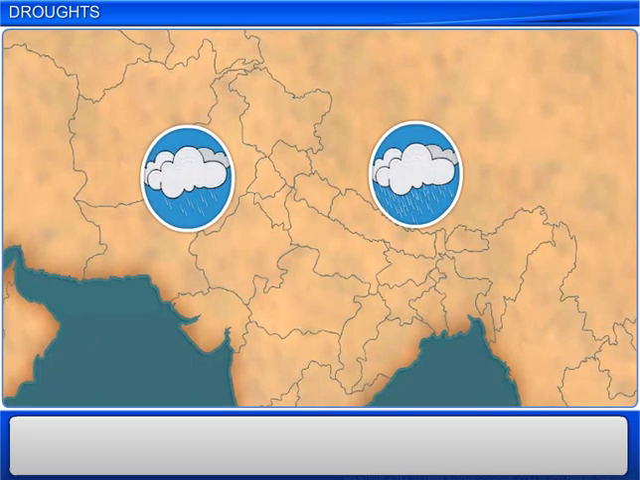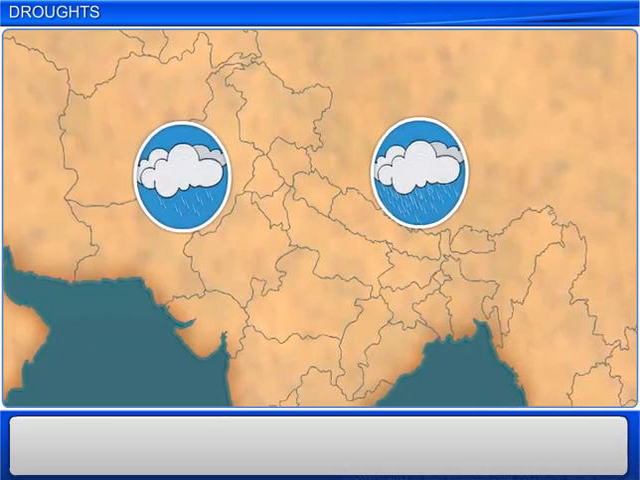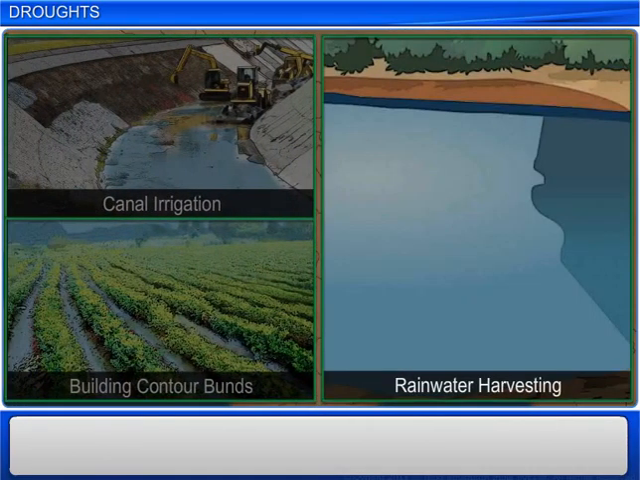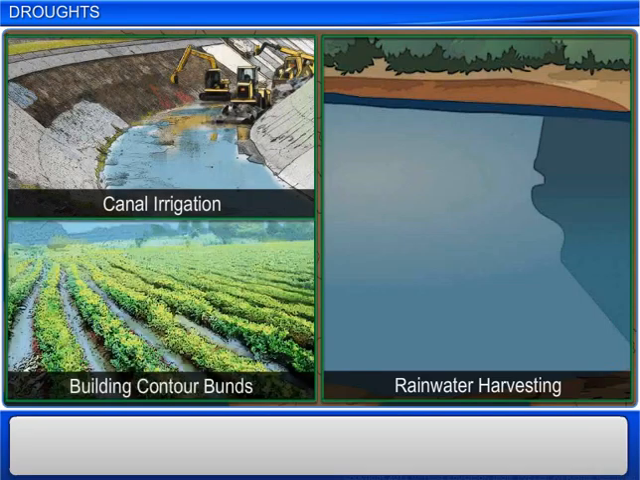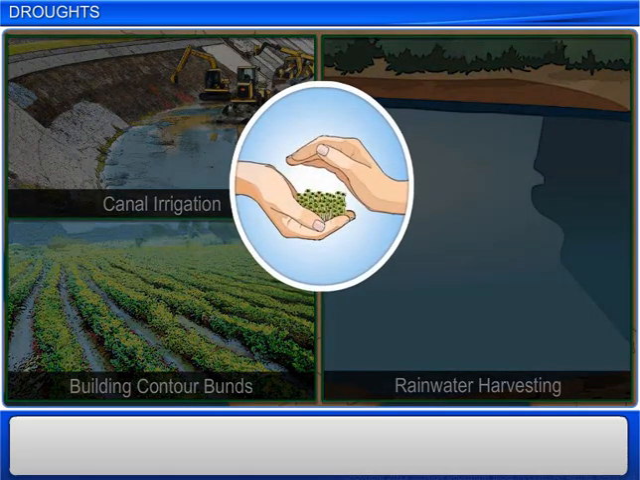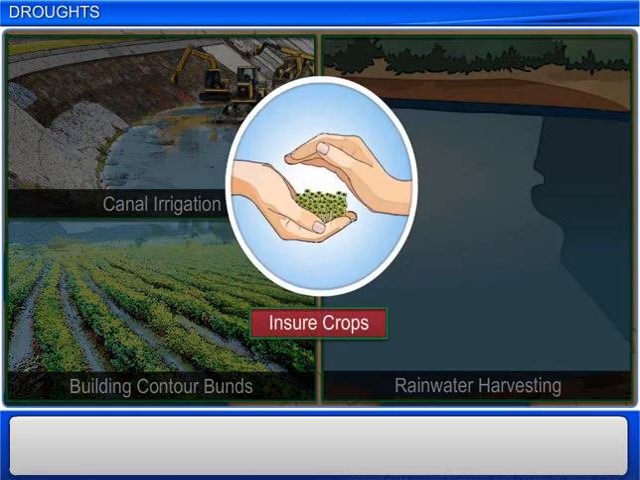Water supply to the agricultural fields in the parched regions can be increased by rainwater harvesting, canal irrigation, and building contour bunds. Along with water sharing, the farmers can also insure their crop to prevent financial losses.